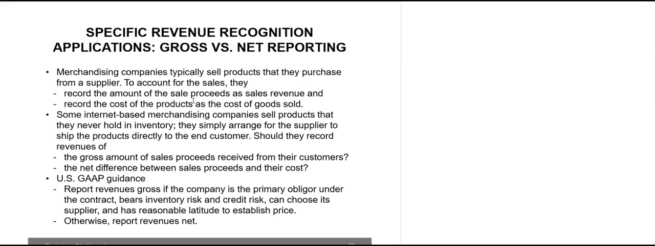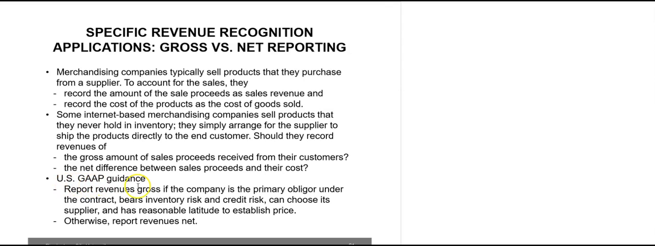In effect, many such companies are agents of the supplier company, and the net difference between their sales proceeds and their cost is their sales commission. What amount should these companies record as their revenues? The gross amount of sales proceeds received from their customers, or the net difference between the sale proceeds and their cost? Under US GAAP, the approach should be based on the specific situation, and guidance for determining when revenue should be reported gross versus net is provided.